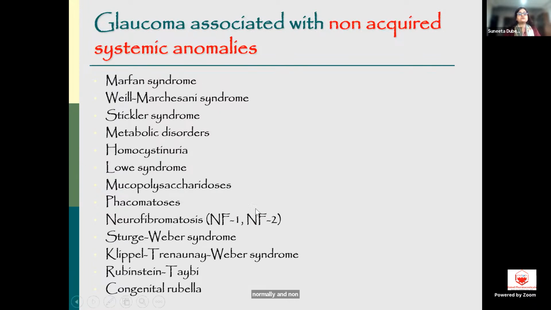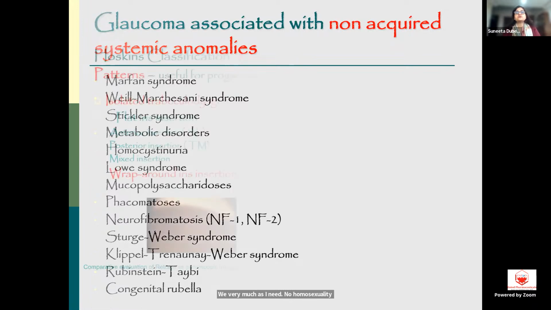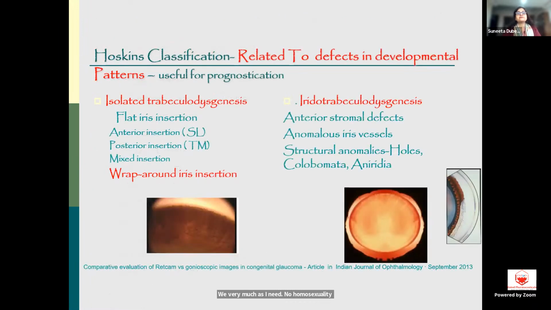So these are some of the associated non-acquired ocular anomalies and non-acquired systemic anomalies. You must have seen patients who have these syndromes like Marfan's, Weill-Marchesani, homocystinuria, phacomatoses, congenital rubella, Sturge-Weber syndrome. These are some of the syndromes which can also be associated with pediatric glaucomas.